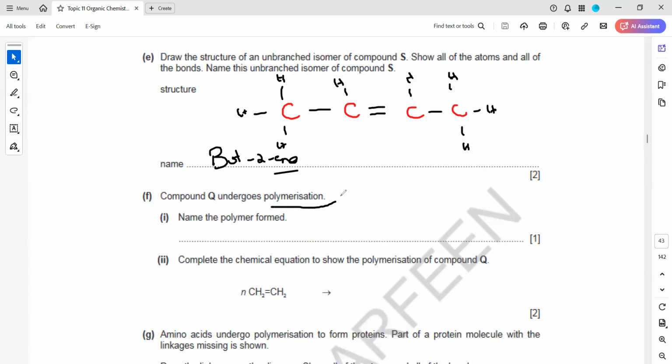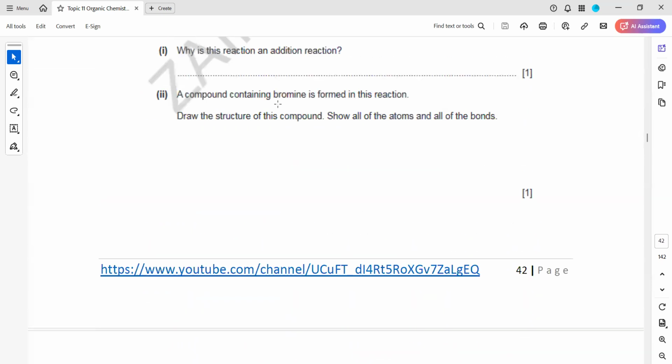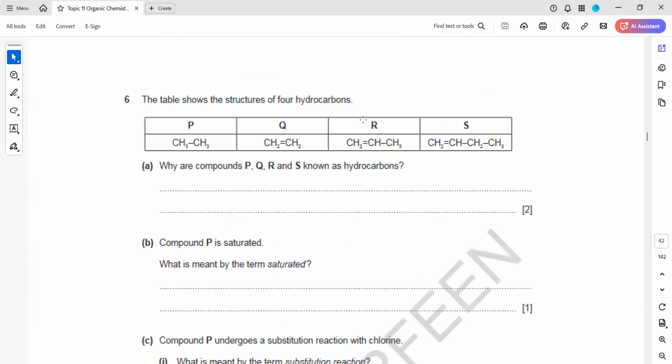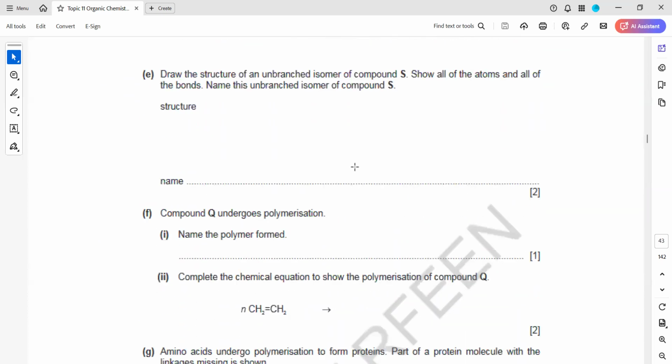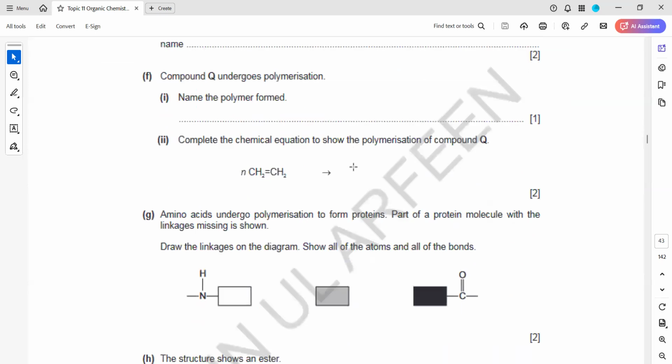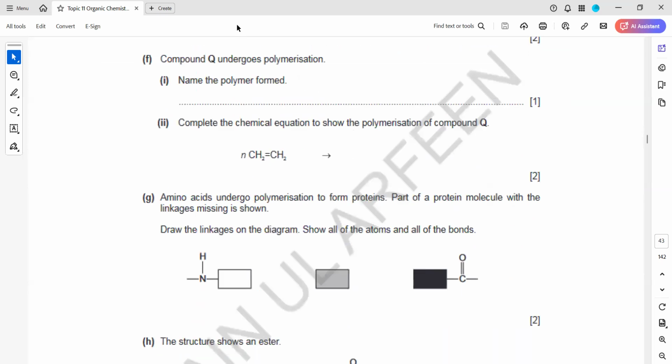Compound Q undergoes polymerization. Whenever you have alkenes, there are two types of polymerization, addition and condensation. Whenever you see alkene, what kind of polymerization occurs in alkene? Is it condensation or addition? Whenever alkenes undergo reaction, it's always addition polymerization. So name the polymer formed: that is addition polymerization.